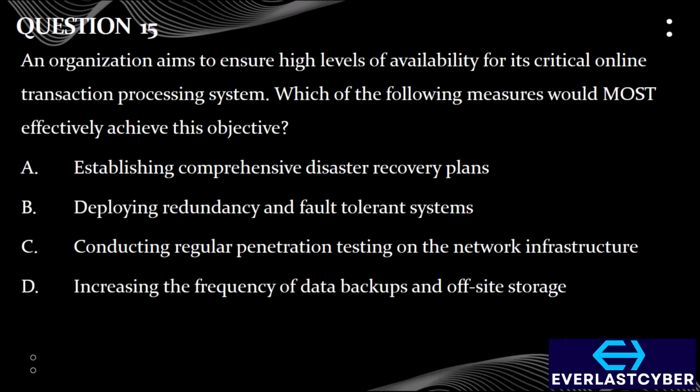Question 15. An organization aims to ensure high levels of availability for its critical online transaction processing systems. Which of the following measures would most effectively achieve this objective? A. Establishing a comprehensive disaster recovery plan. B. Deploying redundancy and fault tolerance systems. C. Conducting penetration testing on the network infrastructure. D. Increasing the frequency of data backups and off-site storage.